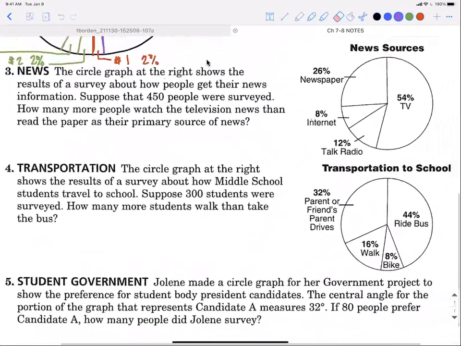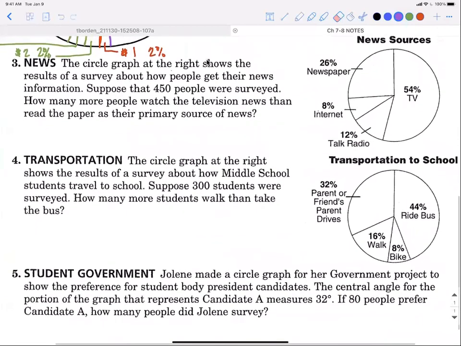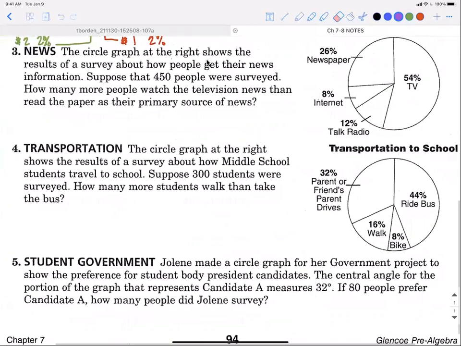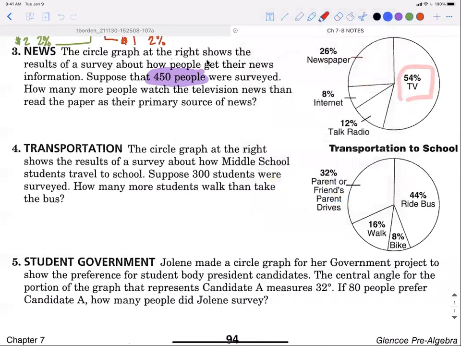So number 3 is going off of the circle graph we looked at earlier, and it is news sources. The little paragraph says, the circle graph at the right shows the results of a survey about how people get their news information. Suppose that 450 people were surveyed. So that's important information to know. 450 people were surveyed. How many more people watch television than read the paper? Well, here are our people that watch television right here, 54%. And here are our people that read the newspaper, 26%.